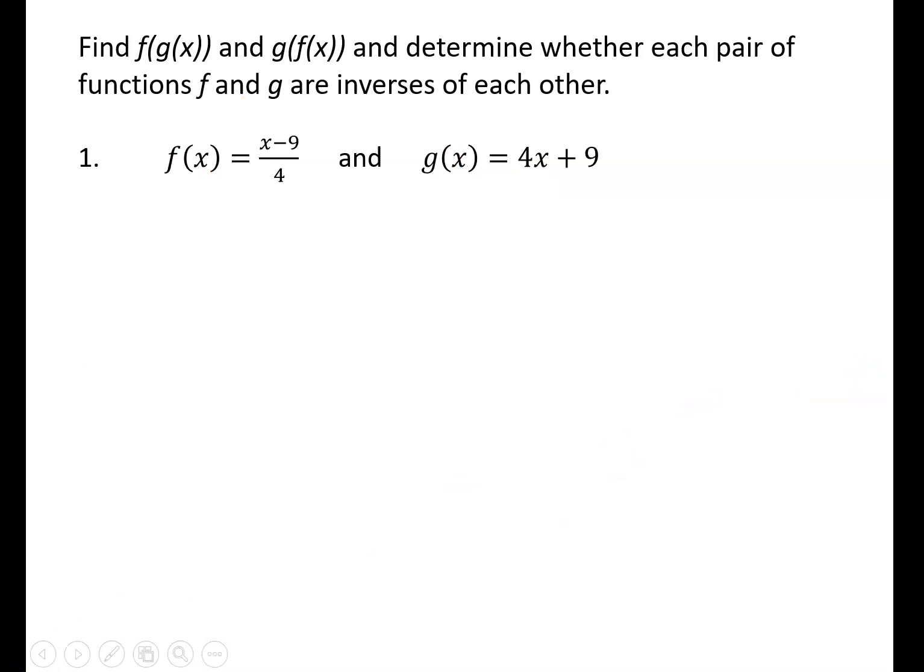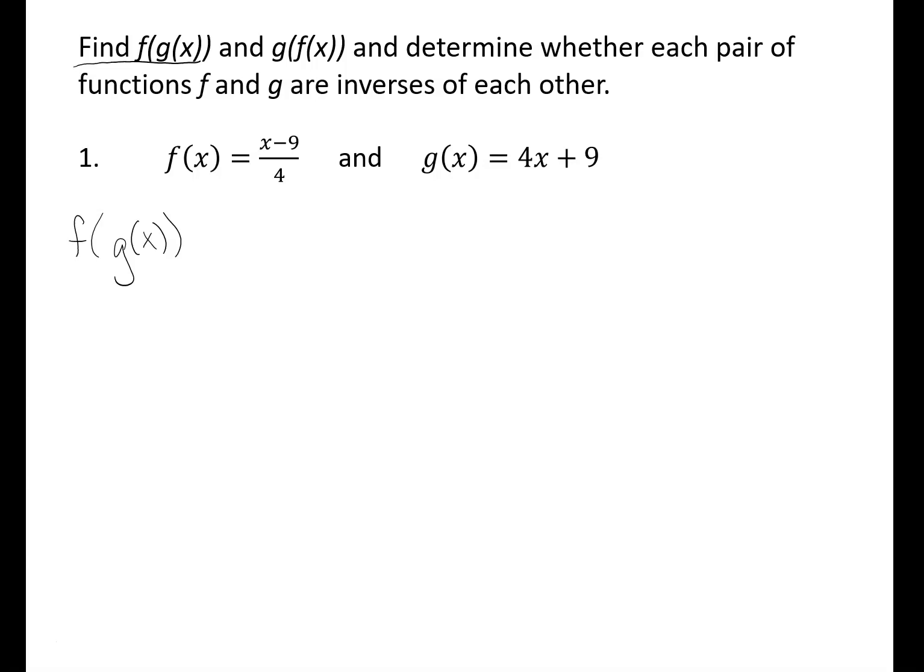So let's practice that concept with these problems. It says find f of g of x and g of f of x and determine whether each pair of functions f and g are inverses of each other. Okay, so let's focus on this first. Find f of g of x. The functions are given here. This is exactly what we did in 2.6, except we started out with the notation that had the little circle for composition.